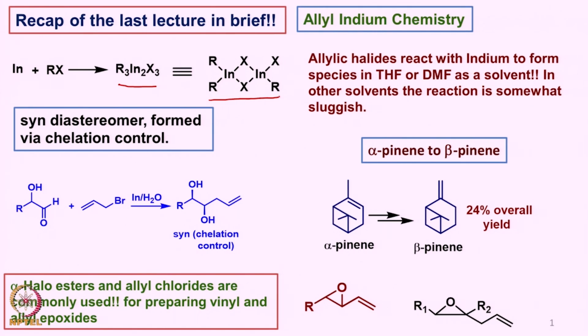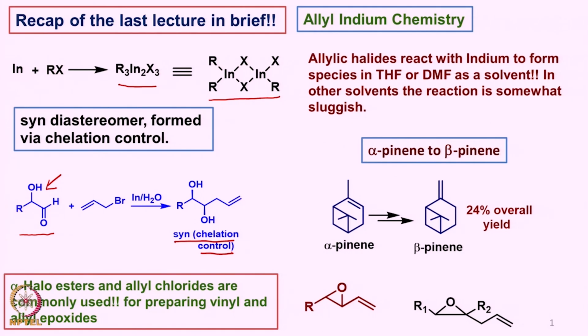However, if we have a chelation control, particularly of this type, when you have a hydroxy group which is present alpha to the carbonyl group, then there is a chelation control, and we saw in the last class that we can get specifically the syn product through chelation control.